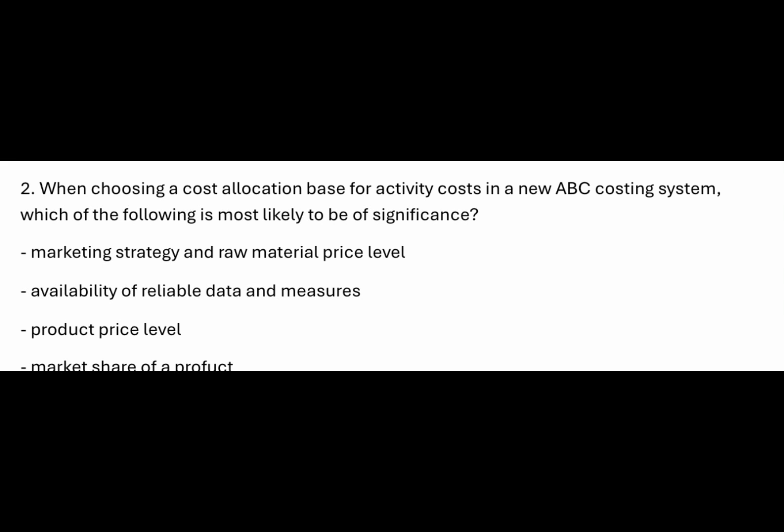Moving on to the second question. When choosing a cost allocation base for activity costs in a new ABC costing system, which of the following is most likely to be of significance? So, a cost allocation base is a measure used to distribute indirect costs to products, services, or departments based on their usage of resources. The ABC system, activity-based costing system, allocates indirect costs to products or services based on their actual usage of activities. You have to look for reliable and measurable data, since the ABC system depends on accurately measured data which attribute costs to activities. So, the answer is availability of reliable data and measures.